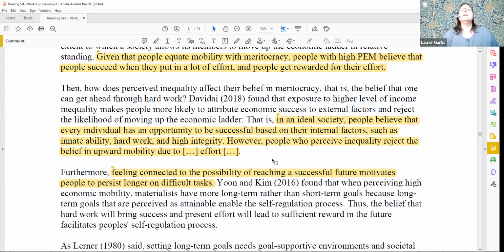Then they say, in an ideal society, people believe that every individual has an opportunity to be successful based on their internal factors, that is, what's inside of them, their ability, their hard work, and their high integrity. On the other hand, people who perceive inequality reject that belief. They do not believe that upward mobility is due to effort. And instead, they believe it's due to structural benefits that are given to some people and not to others.